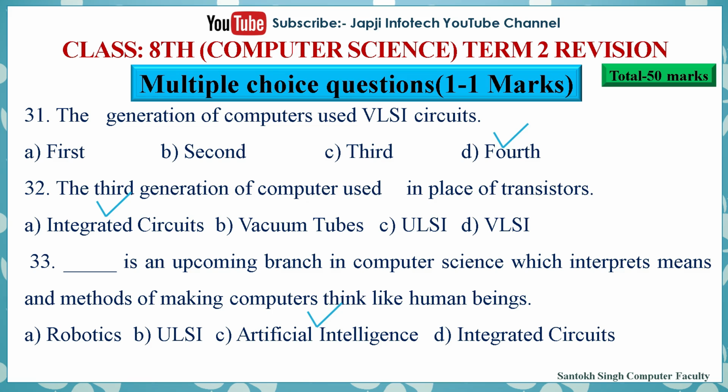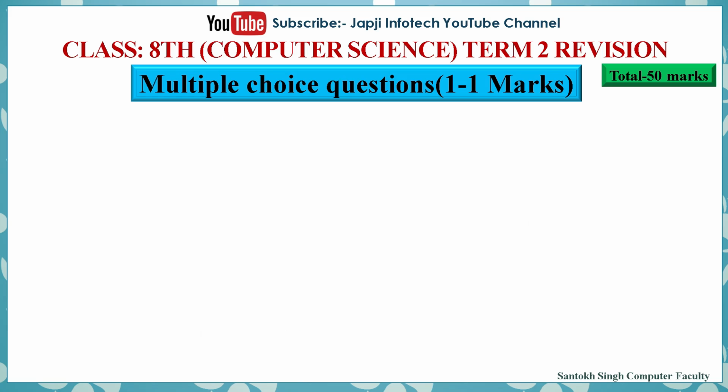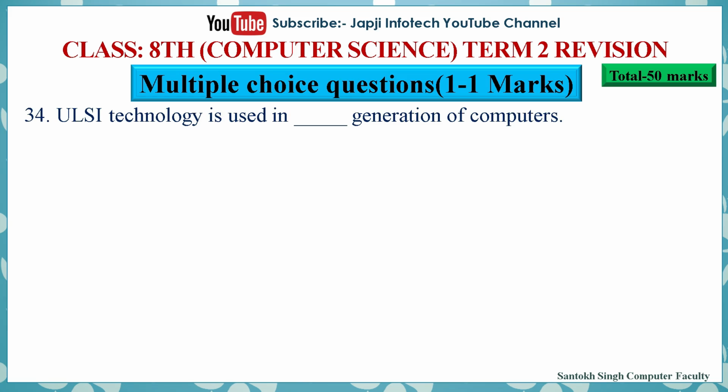And the right answer is: artificial intelligence is an upcoming branch of computer science which interprets the means and methods of making computers think like human beings. And 34th one is: ULSI technology is used in dash generation of computers, and the options are second, third, fourth, and the last one is fifth. And the right answer is: ULSI technology is used in fifth generation of computers.